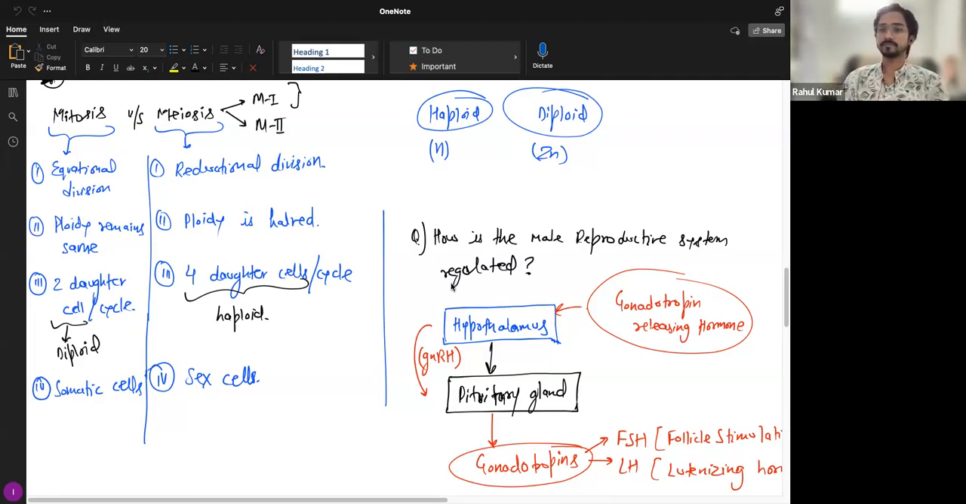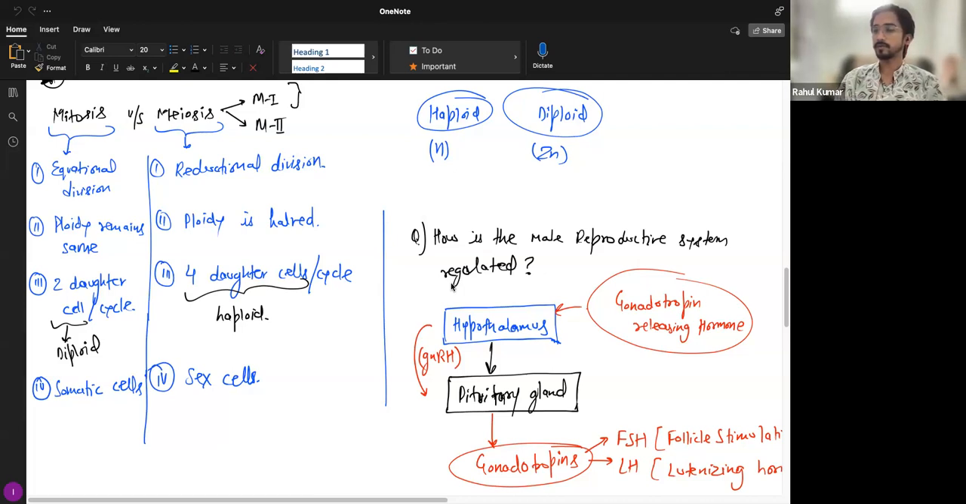Okay. So in the last class we discussed mitosis versus meiosis. Mitosis is equational division, whereas meiosis is reductional division. In mitosis, ploidy remains the same, and in meiosis, the ploidy is halved. Mitosis results in the production of 2 daughter cells, and meiosis in 4 daughter cells. The 2 daughter cells are diploid, and here the 4 daughter cells are haploid. Mitosis happens in somatic cells, whereas meiosis occurs in sex cells.